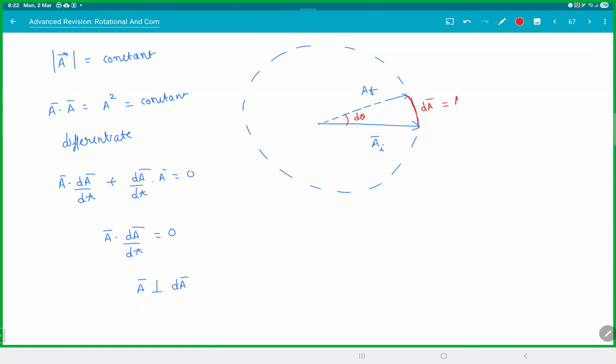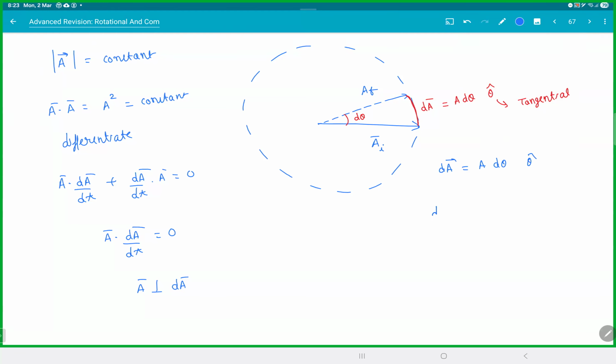Which will be nothing but A into d theta. You can even write sine theta and prove that. So dA bar is nothing but A d theta, and the direction will be theta cap. Theta cap is your tangential direction. R cap is radial direction, theta cap is tangential direction.